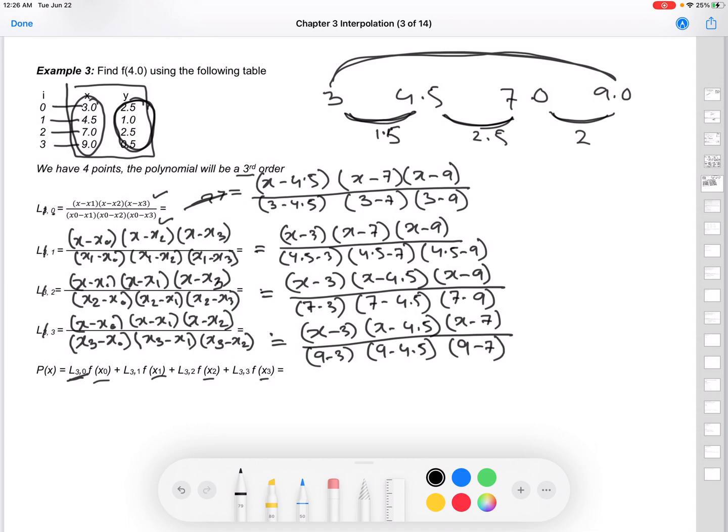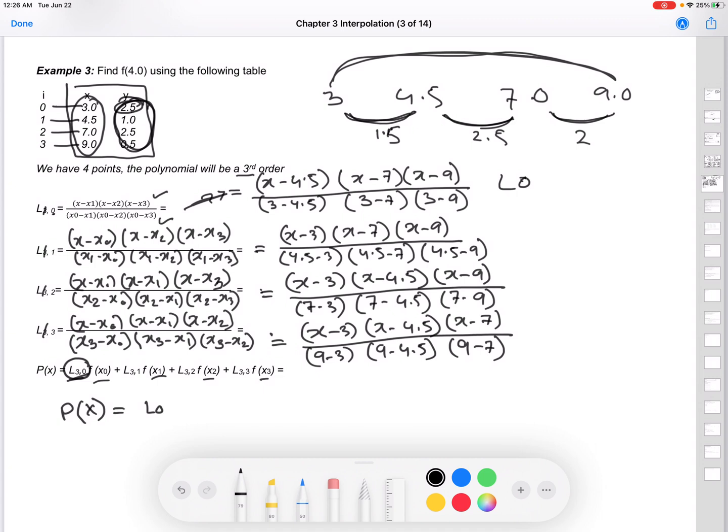Okay, so right now the top part will stay as it is. You can only simplify the bottom part if you want. 3 minus 4.5 times 3 minus 7 times 3 minus 9. So you can simplify this part. Then when we are trying to find the polynomial, p of x is L0. We calculated L0 here. This is your L0, right? You need to multiply this L0 with f of x0. What is f of x0? 2.5.